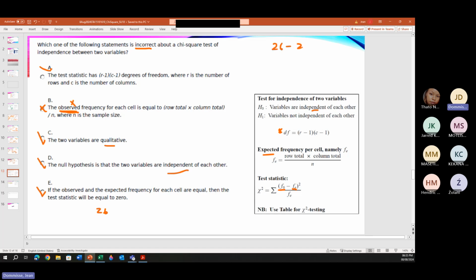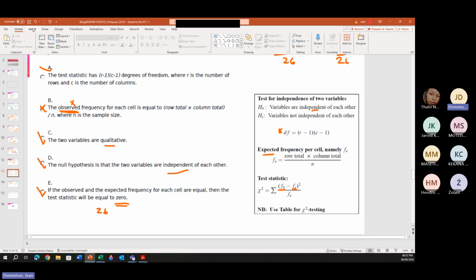26 minus 26. So they say if observed and expected are similar, that to the power of 2, the 26 minus 26 is 0, so then it doesn't matter. So if for each cell the numbers are equal, we will have 0 plus 0 plus 0 plus 0. Your test statistic in the end will also be equal to 0.